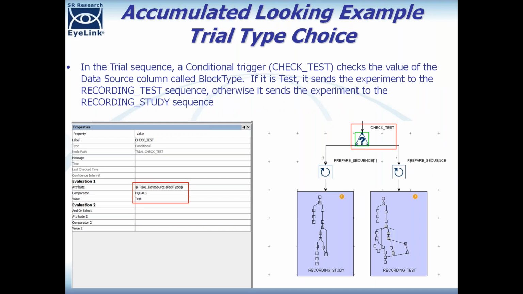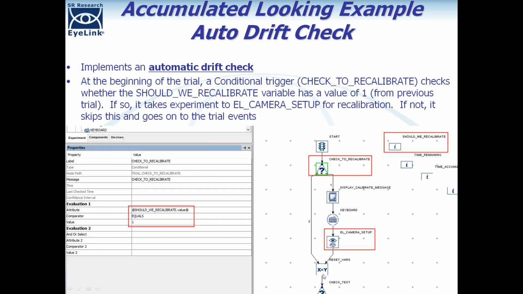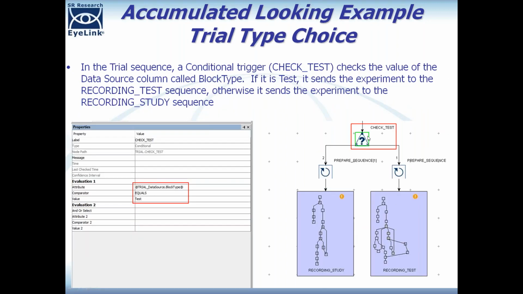since this has a study phase and a test phase, let's talk about how we make sure to do one of those two different trial types on each trial. After we go through that process I just described of checking whether we should recalibrate, we're going to get down here to this check test conditional. And this is another conditional trigger that will check a data source column called block type. If that's equal to test, then we're going to follow this checkmark path and go on to a recording sequence called recording test. And in that sequence, we'll have the test trial structure.